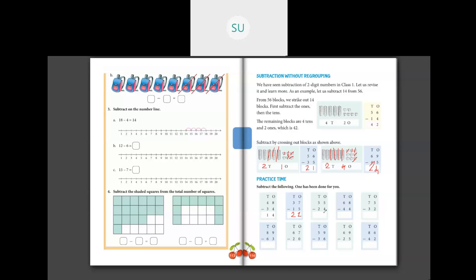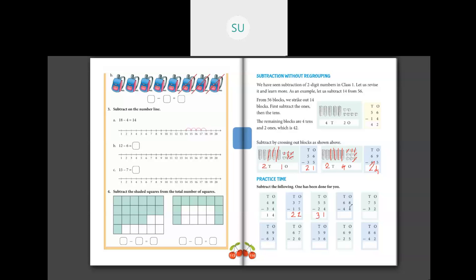Then, 55 minus 24. First we'll do 5 minus 4. Take away 4 from 5. How much will be left? 1 will be left. Then, 5 minus 2. Hold 5 in one hand and then take away 2 from that. So you will have 3 left. So 31 is the answer.